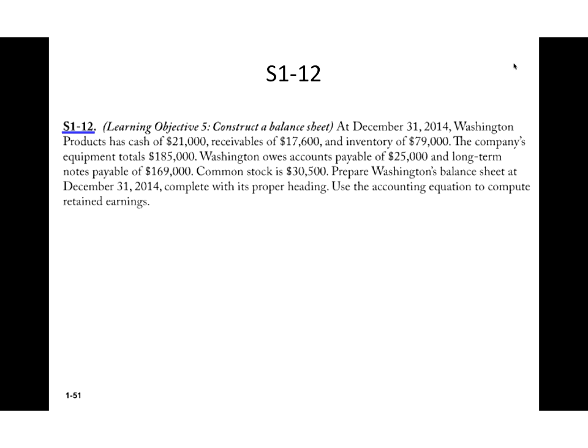Okay, so short exercise 1-12. We're going to do a balance sheet. If you're writing notes, you're going to need a little more space than for the other statements because it tends to be a little bit bigger. It tells us that at December 31st, we have cash, receivables, and inventory. Cash, we know what cash is. Receivables are amounts of money due from others.